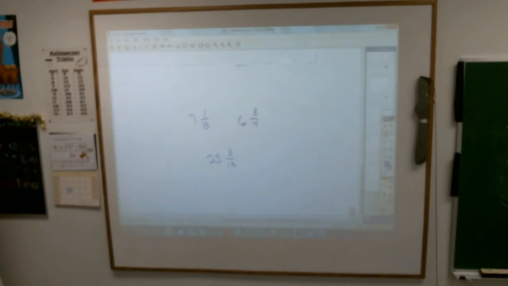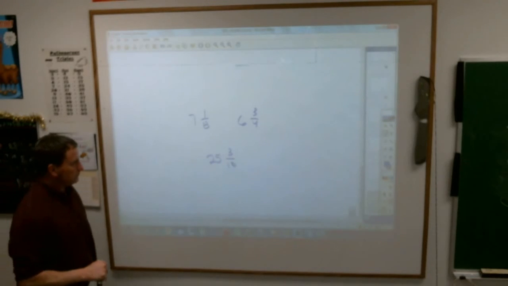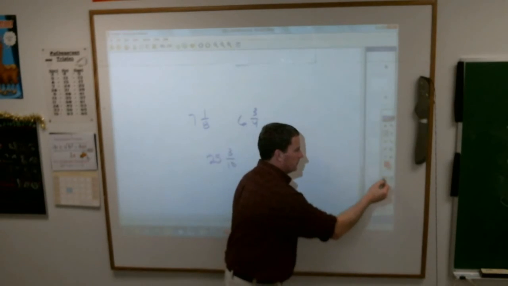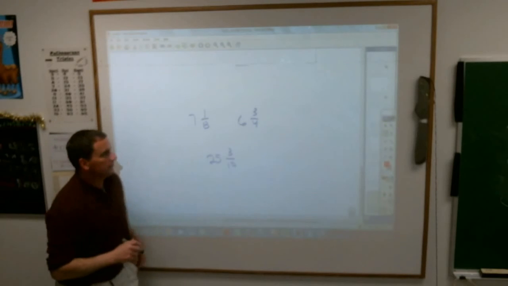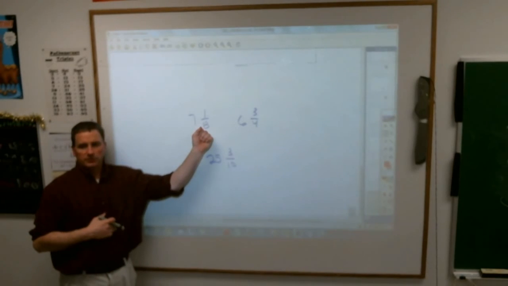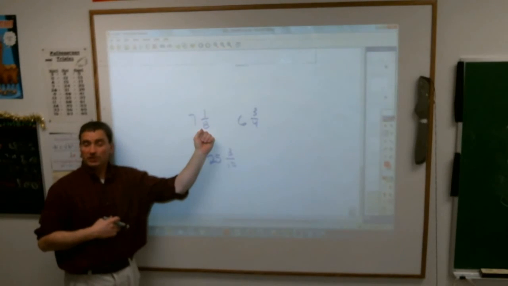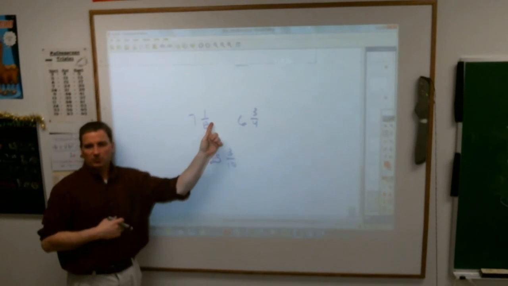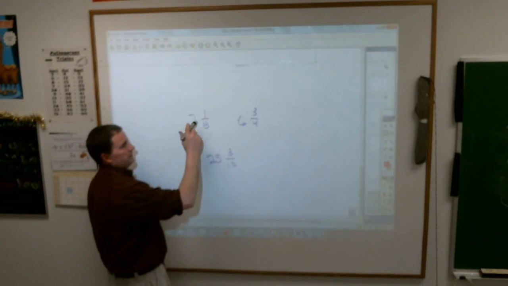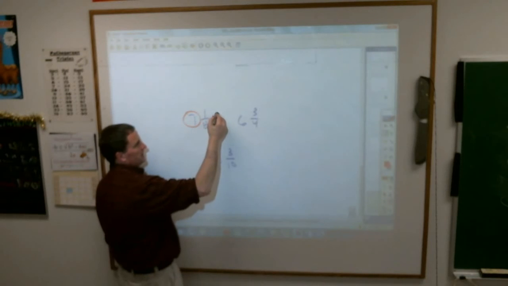If I asked you to round those to the nearest whole number, Danny, what does 7 1/8 round to? 8? It does not round to 8, but that's a good guess. It's either 7 or 8. Why is it not 8? The fraction 1/8, is that more or less than a half? Less than a half. If it's less than a half, this number stays the same. It stays a 7.